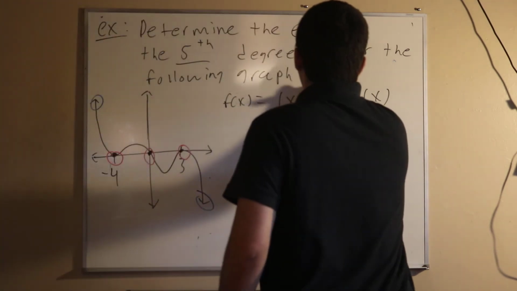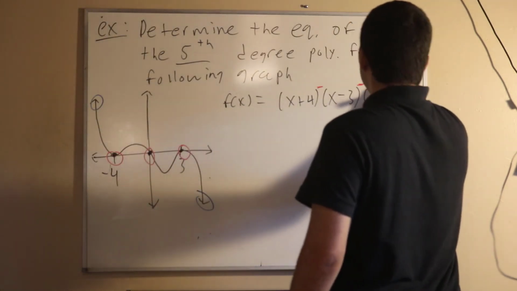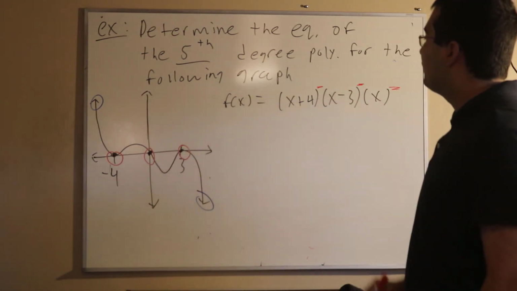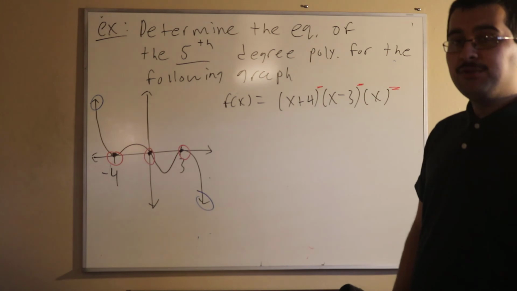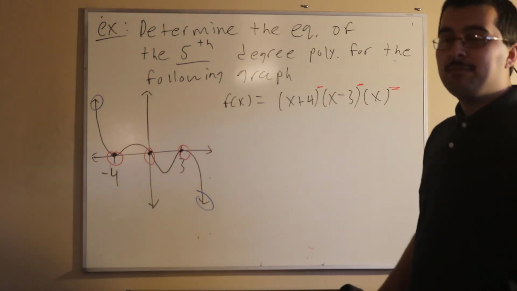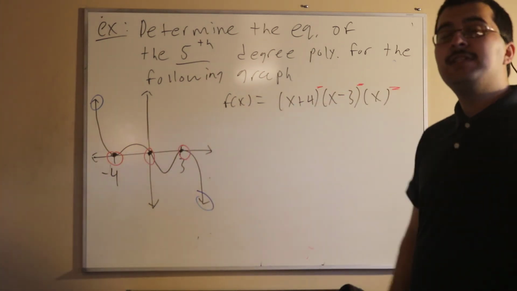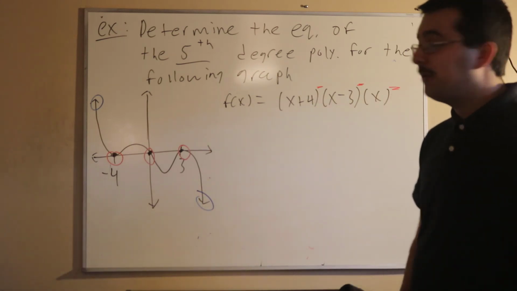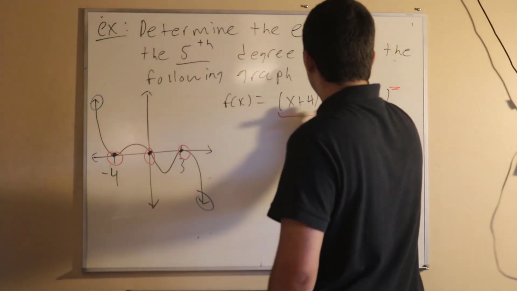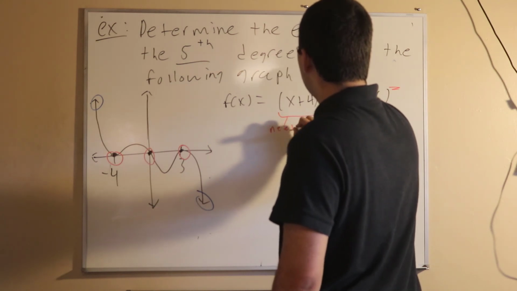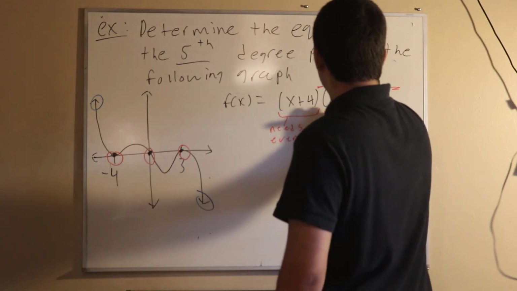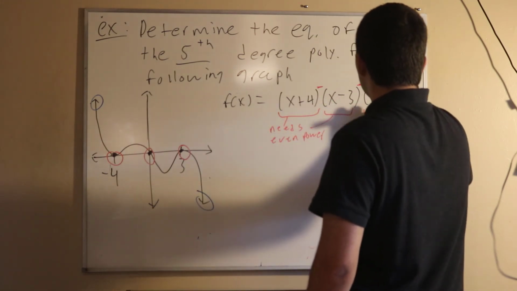We need to address what powers, what exponents are going to be attached to these factors. We understand that x plus 4 has to be even multiplicity, so this has to have an even power. Same with x minus 3, this has to have an even power. And then this value of x has to have an odd power.